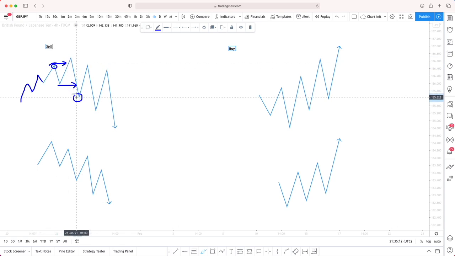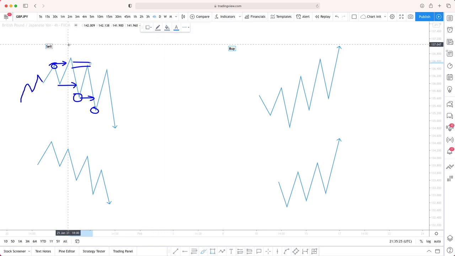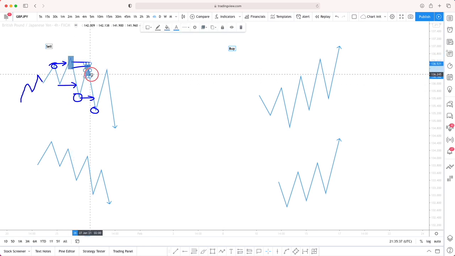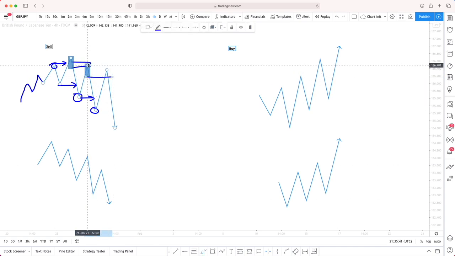The only way to confirm if price is changing in trend is if we have another break of structure here. However, we can have an entry point here, because there is going to be an OB which broke the structure sitting at this point. But there's also an OB sitting here, right? So we can have another entry sitting at this point.